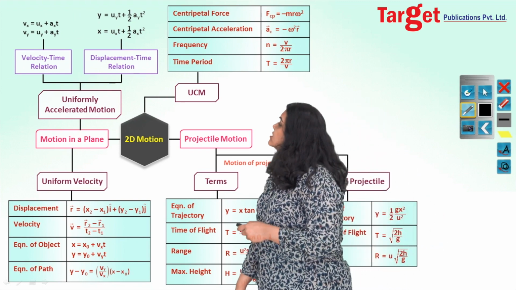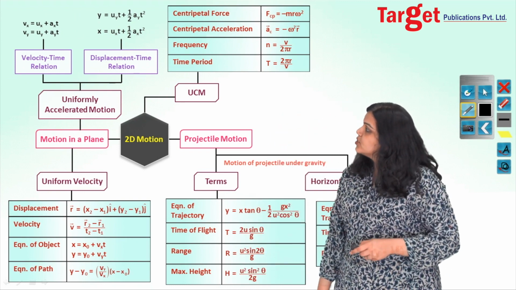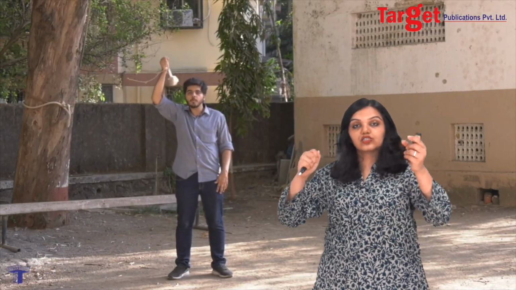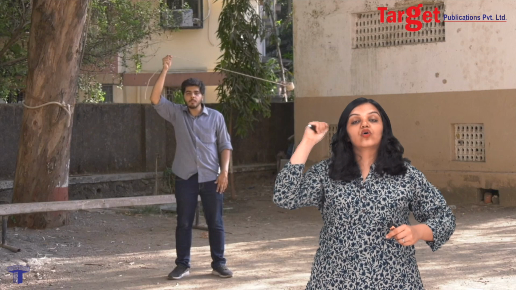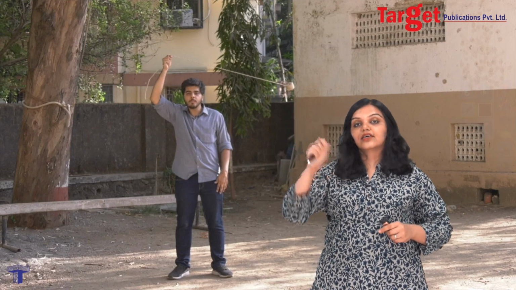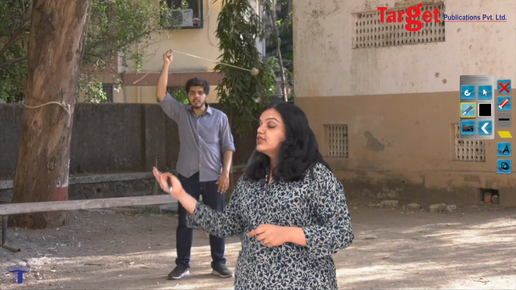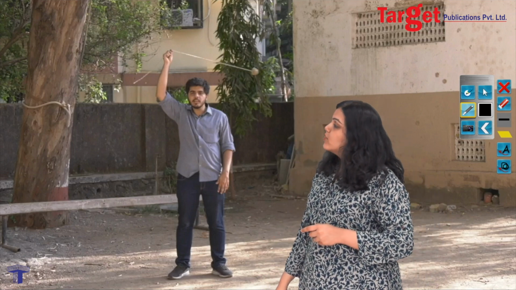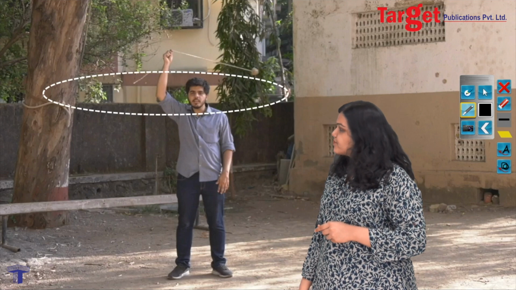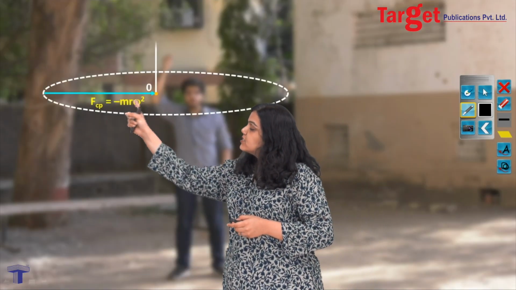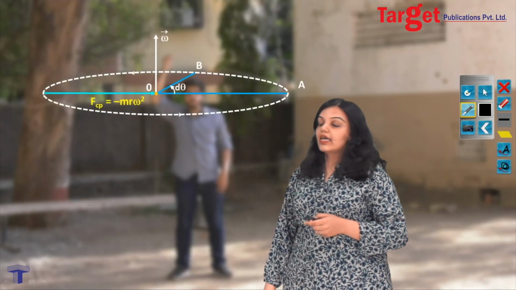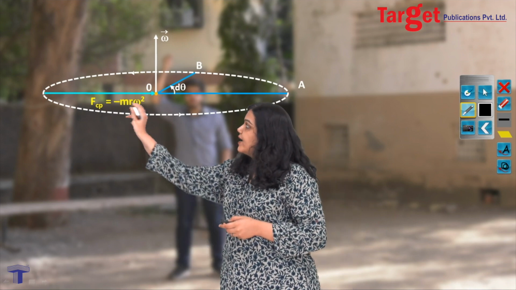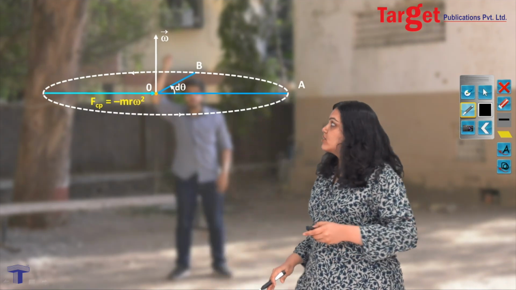Let me show you these terms with the help of an example. As you can see here, Professor Nipun is using a string and a stone, and he's whirling the stone or a ball in a horizontal circle. Now this is nothing but uniform circular motion. In this uniform circular motion, I'm going to show you what the terms mean. As you can see, this is the centripetal force, that is minus m r omega square. This is the magnitude of the centripetal force. It is directed towards the center of the horizontal circle.